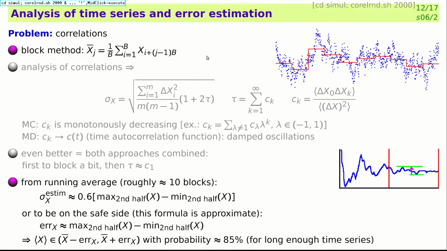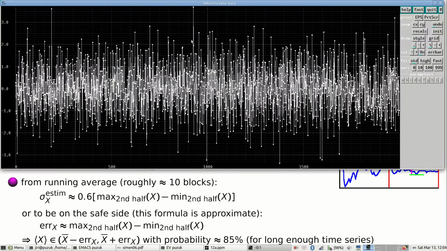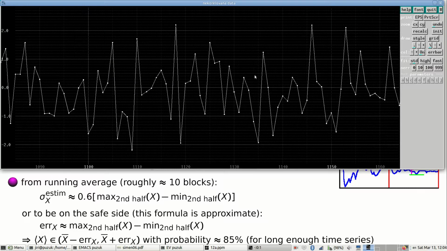So let's proceed further with our analysis now of real simulations. The problem in simulations is that we have a time series and the individual measurements are correlated. I will show you now examples of such correlations. Here you can see uncorrelated data. These are 2,000 pieces of data, and they are pretty scattered. If I enlarge a portion of it, you can see essentially no trend.